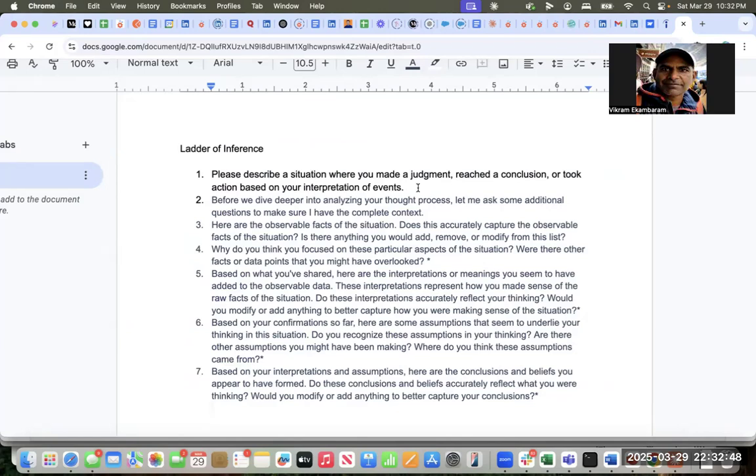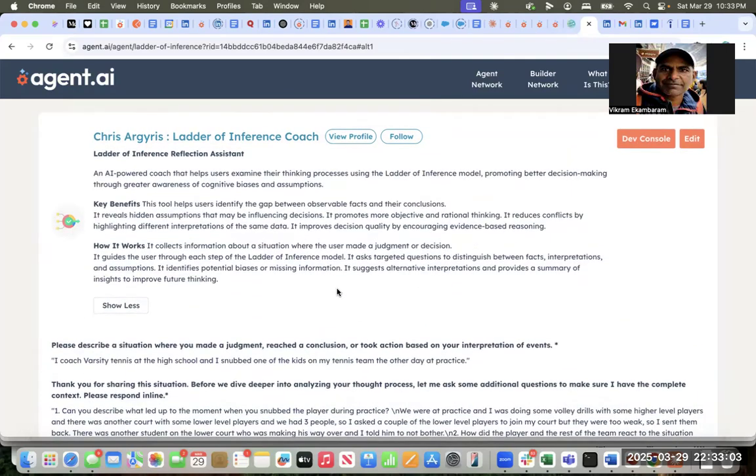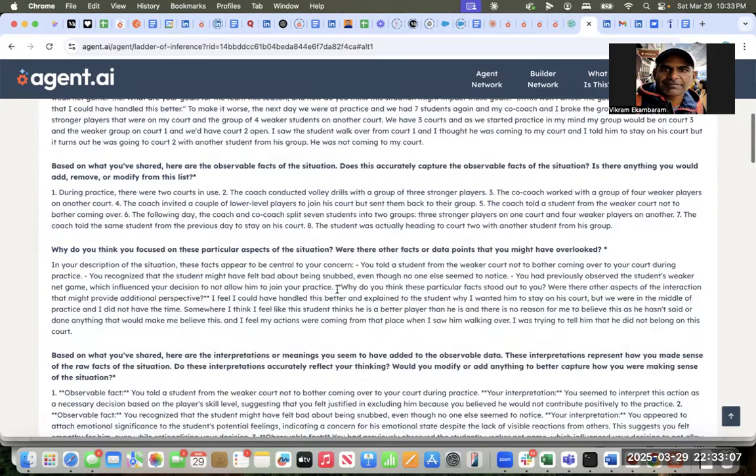So as you can imagine, each of these steps is presenting you some information based on information you've presented. Then it lets you go and tweak that and provide more and more context. And at the end of it, it generates an output. So here's one about a tennis coach who snubbed a student, and it goes and starts asking deeper and deeper questions.